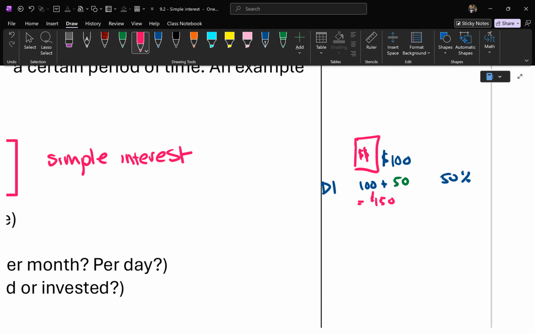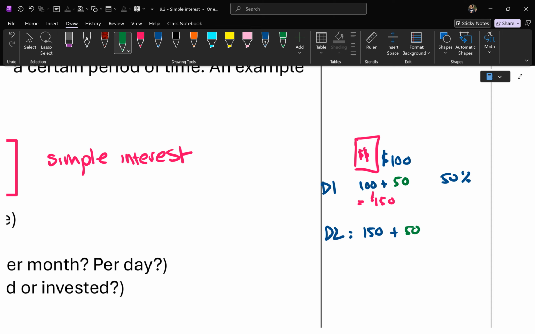That's called interest. That's your principal. That's the amount. What makes simple interest different to compound interest is that even on day two, even though you now have $150, it's not 50% of 150. It's still 50% of what you initially put in. So on the second day, you still gain $50.